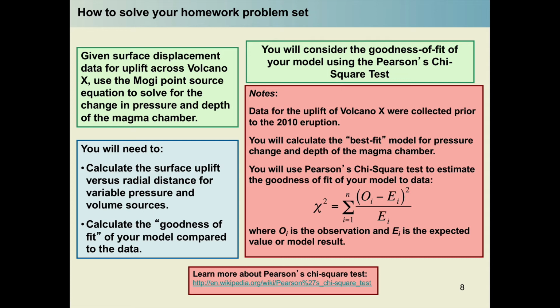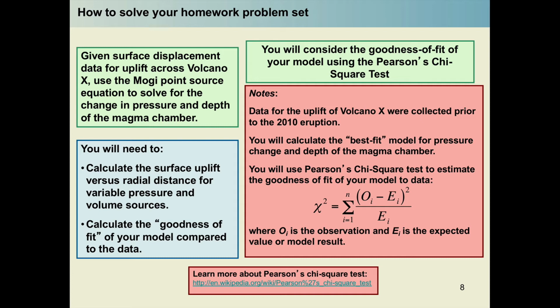So first, you're going to need to calculate the surface uplift versus radial distance for variable pressure and volume magma sources. And you're going to actually end up calculating goodness of fit statistics of your model compared to some observed data that you're given next. So to consider goodness of fit, you're going to use a Pearson's chi-squared test.